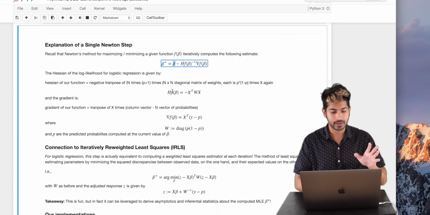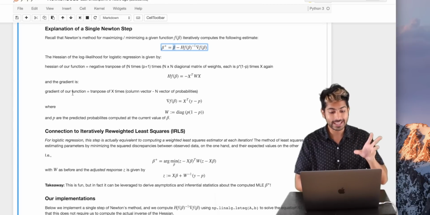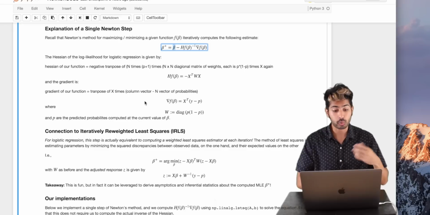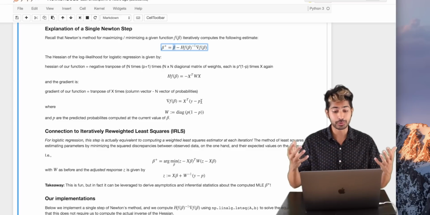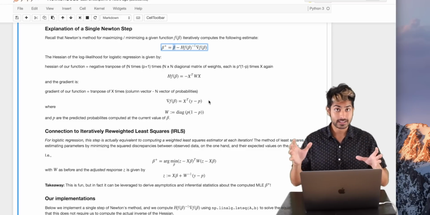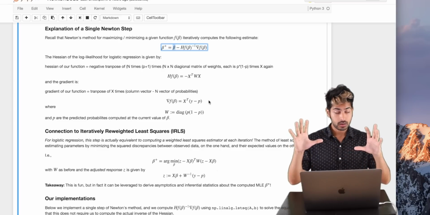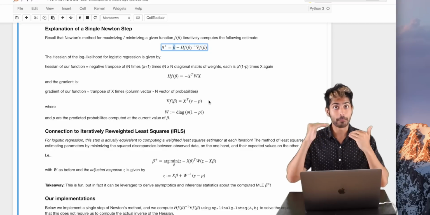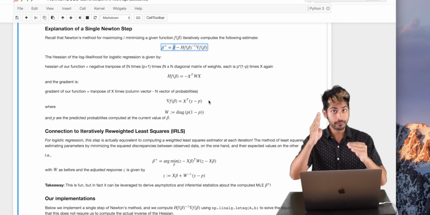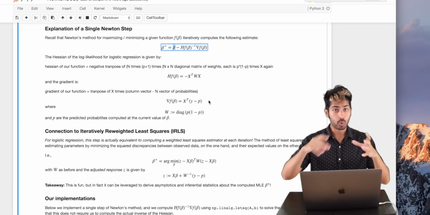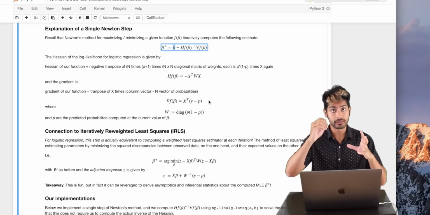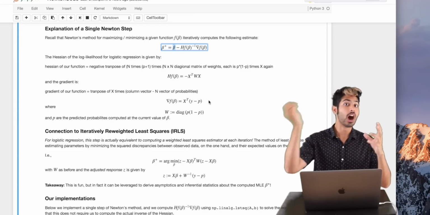And then the formula for our gradient is much simpler. Our gradient is the transpose of x times the column vector y minus the n vector of probabilities. By the way, n is the number of data samples we have, and the gradient is a vector whose components are the partial derivative with respect to each coefficient we have in our function. Whereas the Hessian is a matrix computing not the partial derivative, but the partial derivative of the partial derivative.